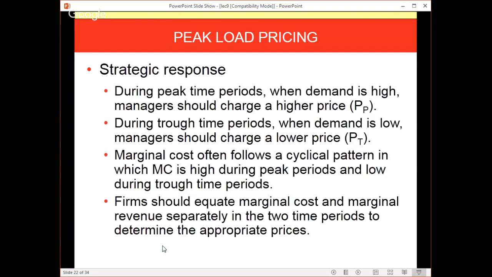So during peak times, when demand is high, I charge a higher price, depending on elasticity at that time. When it's low, during trough periods, I charge a lower price. Marginal cost often follows a cyclical pattern in which marginal cost is high during peak periods and low during trough periods. So to maximize profits, I simply use the two periods and set marginal cost equal to marginal revenue separately in each of the periods.